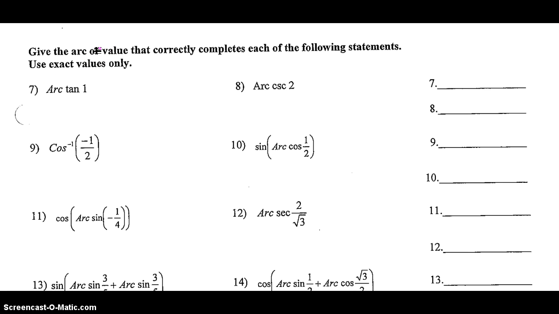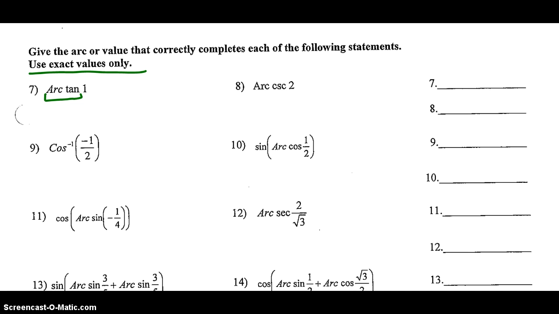Give the arc or value that correctly completes each of the following statements. Use exact values only. Big idea here, exact values only. Should be no decimals, radicals only. Leave things in fractions, things like that. So arctangent of 1, what you're finding is, what angle has a tangent of 1. The only thing is, this arctan is between a certain quadrant, okay?